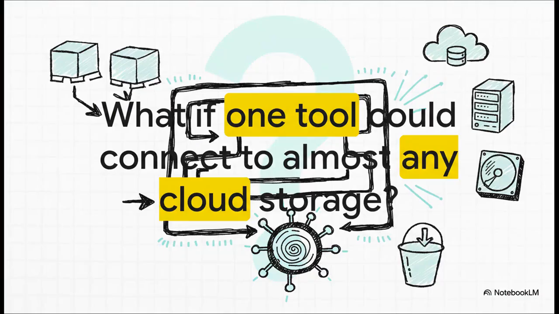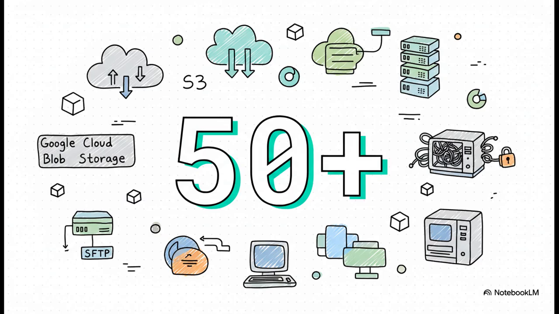But what if you could just sidestep that whole maze? What if there was a single, consistent way to connect your Kubernetes pods to pretty much any storage backend you could possibly dream up? Well, the answer comes from a tool that supports over 50 different storage backends. And yeah, we're talking about everything from the big ones like S3 and Google Cloud Storage, all the way to SFTP, and maybe even that old legacy system your company keeps saying they're going to migrate one day.